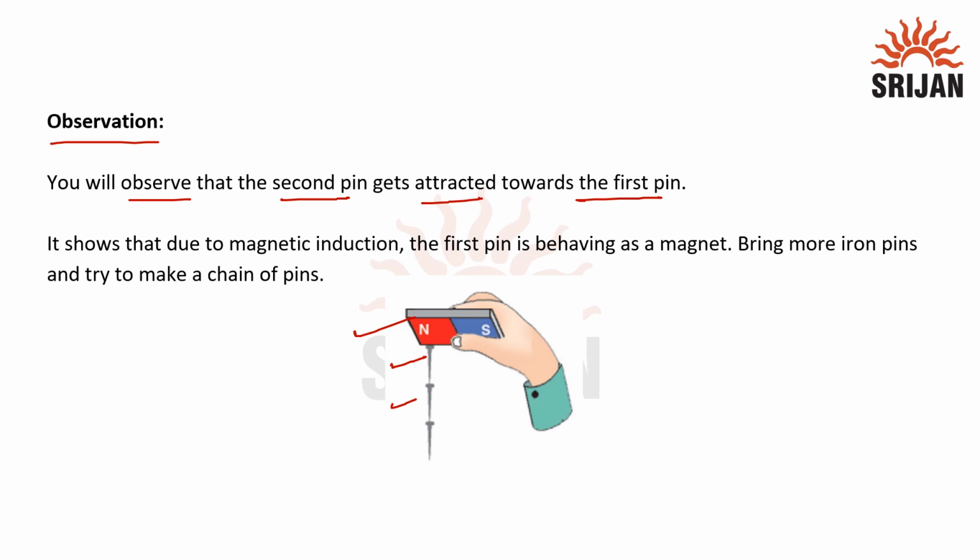The first pin is not a magnet, but still it is behaving as a magnet, which shows that magnetic induction has taken place, because of which this first pin starts to behave as a magnet, which is going to attract further more pins. So it shows that due to magnetic induction, the first pin is behaving as a magnet, and we can make a chain of pins if we bring more pins in contact. From this we can prove magnetic induction.